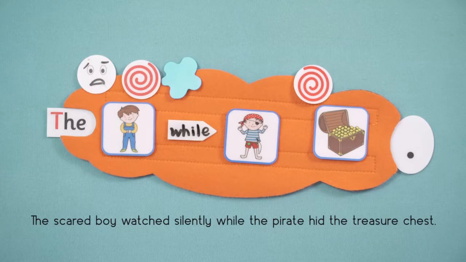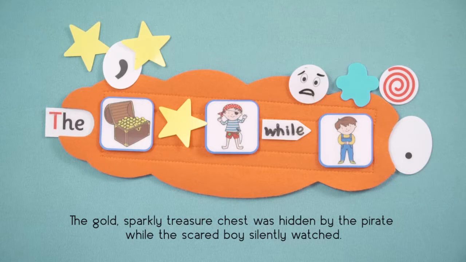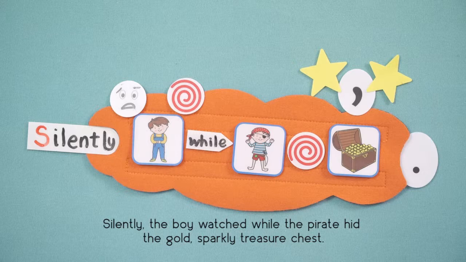The scared boy watched silently while the pirate hid the treasure chest. This introduces a face to represent the feeling scared. You can experiment with creating more descriptive sentences and changing sentences round. The gold, sparkly treasure chest was hidden by the pirate while the scared boy silently watched. Silently, the scared boy watched while the pirate hid the gold, sparkly treasure chest.